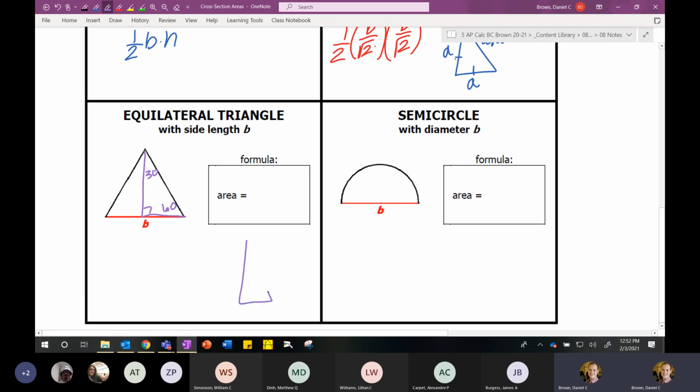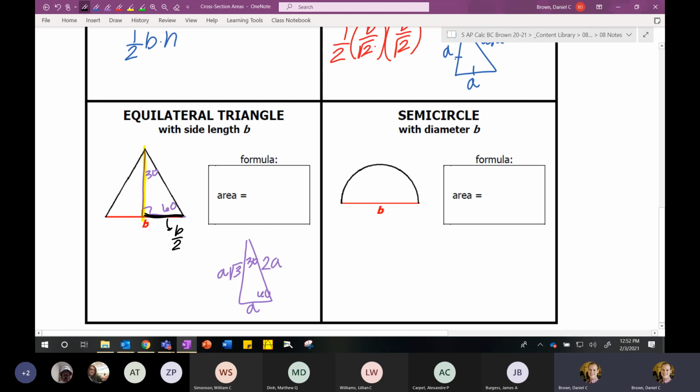If you need the reminder, a 30, 60, 90 triangle, whatever the short leg is, the short leg times the square root of 3 gives you the longer leg, and twice the shorter leg will give you the hypotenuse. So if I want to figure out the area of this entire triangle, I basically do need to figure out what the height of that triangle would be. Well, if the entire side of this equilateral triangle is B, splitting it in half for that short leg would just be B over 2.